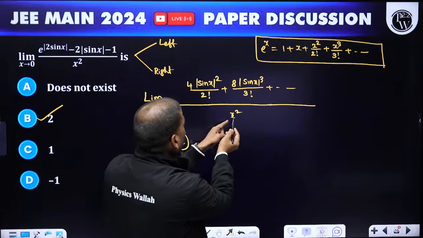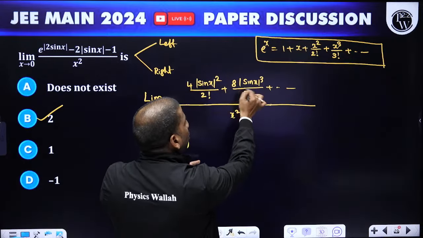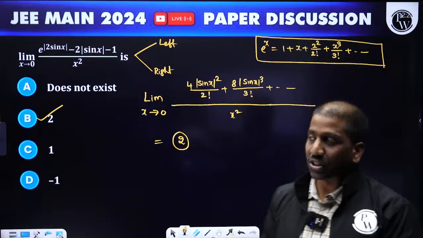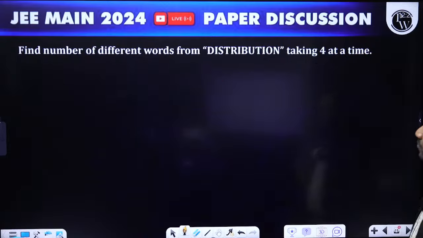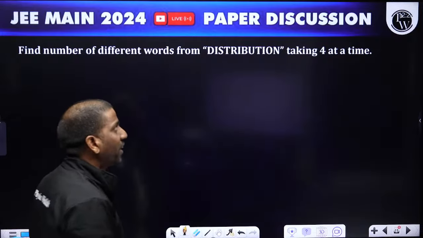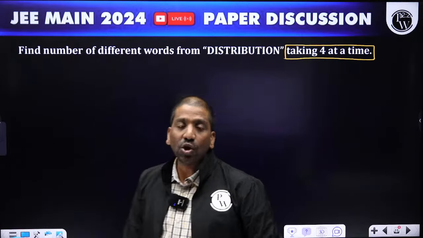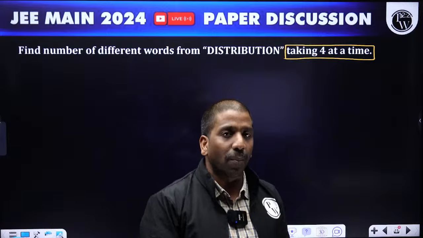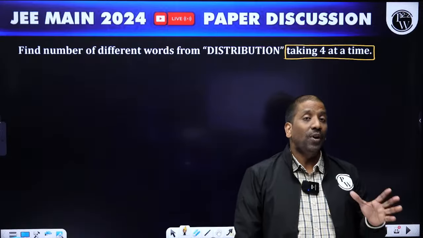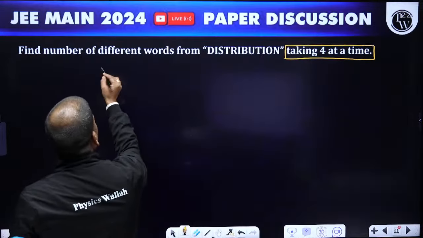Suppose it started from x³ and that term was also given, 8 times |sin x| to the power 3 by 3 factorial. In that case the answer would be does not exist. But here, directly 2. Next: find the number of different words from the word taking 4 at a time. This is a calculation-based method, and a direct question from permutation and combination. Many serious JEE aspirants will come across such questions many times, so that is also a direct method.